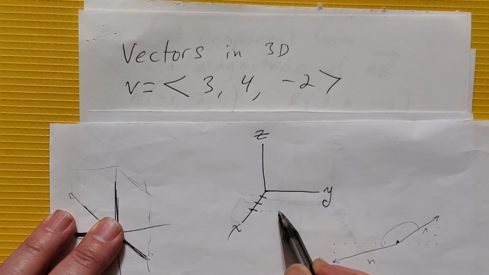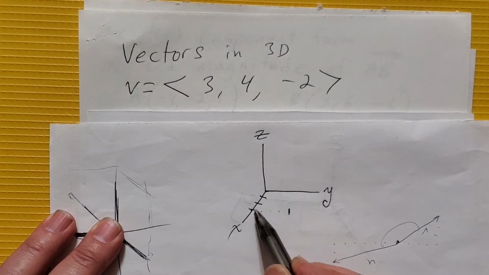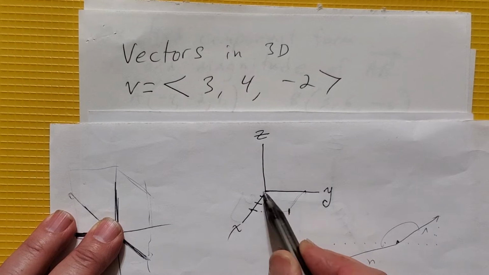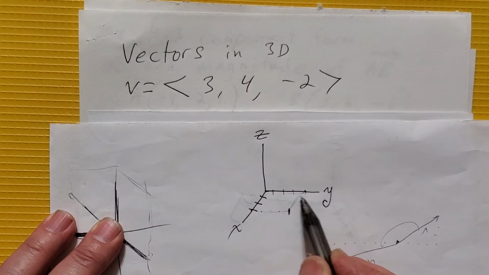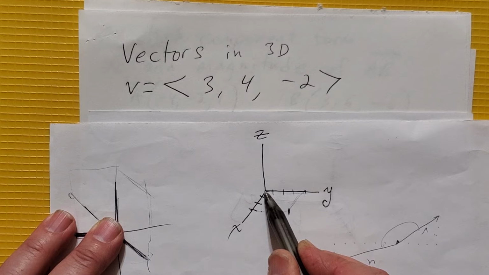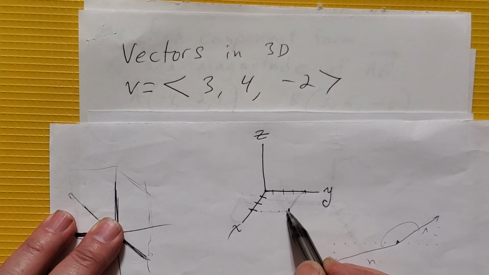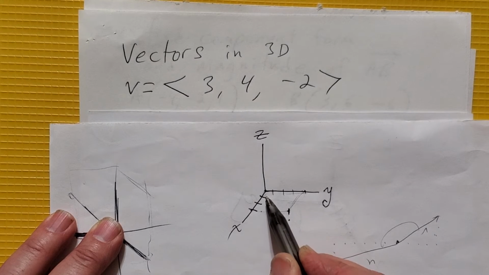1, 2, 3, 4. Now you're here. You came right there, 1, 2, 3, 4. You don't go back to the beginning and go 1, 2, 3, 4. You go 3 and then 4, and now we want to go down 2. So we don't go up 2, we go down 2. 1, 2.